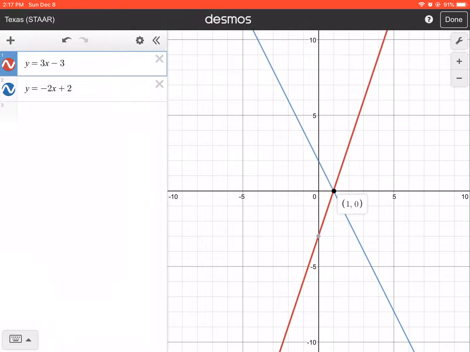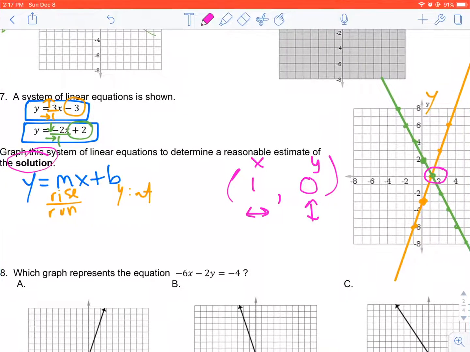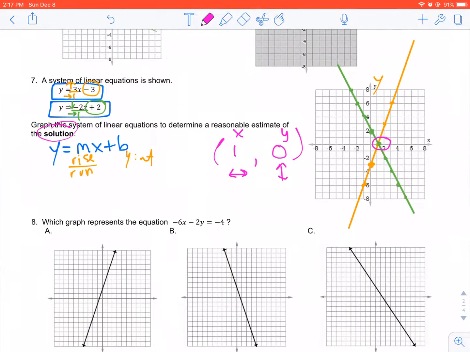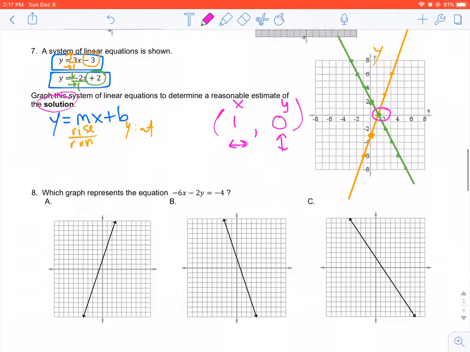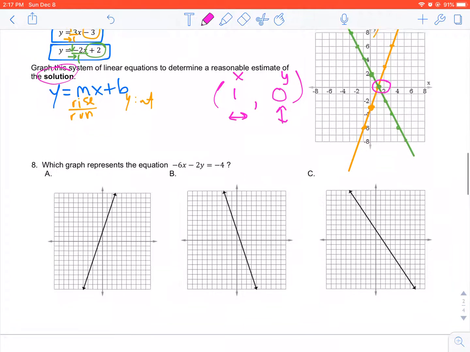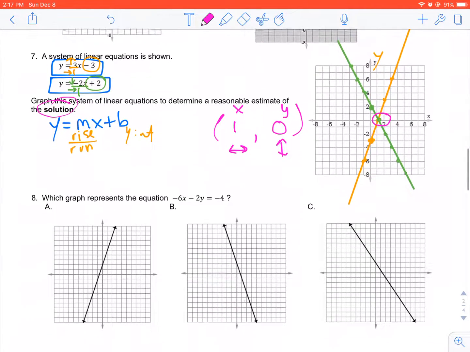And when you tap, you can see that they cross at 1, 0. That is our point. And that is the same point that we got when we did it by hand. So I wanted to go over those skills by hand with you because graphing lines is not going to go away anytime soon. And so that's an important skill. But you can also just use Desmos like I told you to at the beginning.